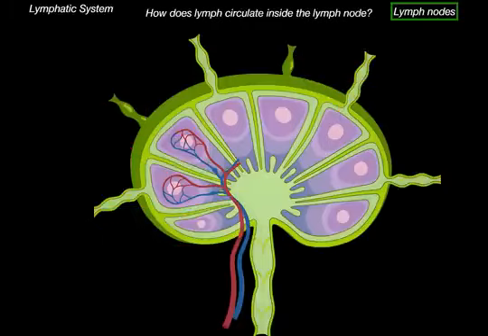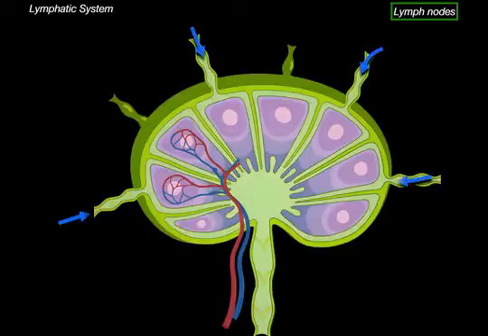Now, how does lymph actually circulate inside a lymph node? Lymph enters through multiple small vessels called afferent lymph vessels.